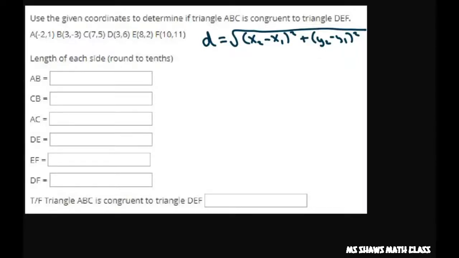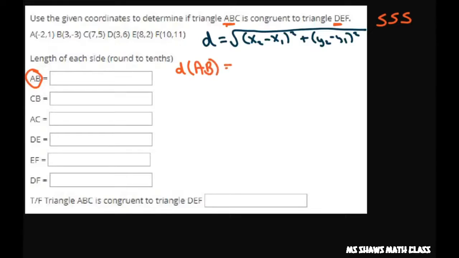Hi everyone, we're going to use the given coordinates to determine if triangle ABC is congruent to triangle DEF, and we're using the side postulate. So AB should equal DE, the line segments. So first thing we're going to do is find the distance of AB.